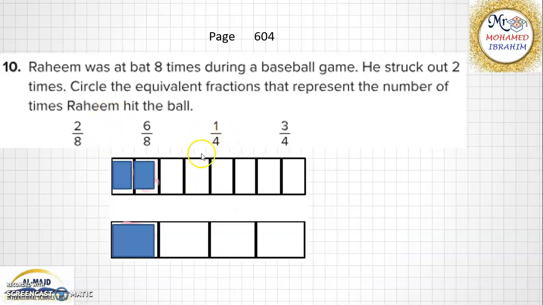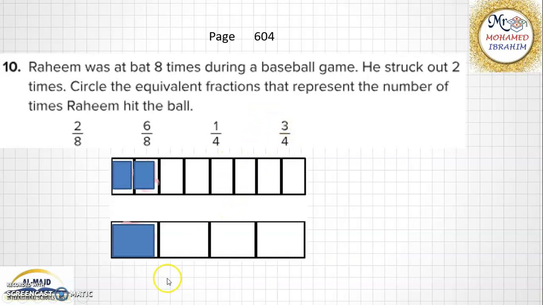1 over 4. We draw a rectangle here and divide it into 4 equal parts. We colored 1 part to represent the fraction 1 over 4. When we compare them, you will find they are equivalent.